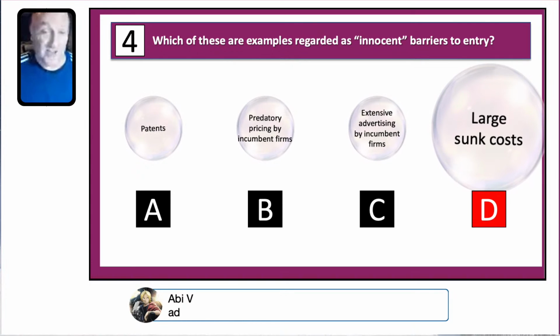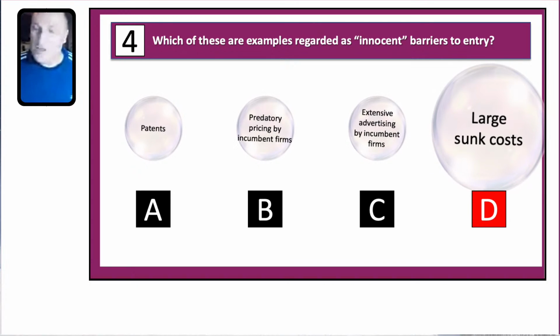Let's go through. Patents are not innocent. Patents are strategic barriers to entry. You spend money researching a new product and you apply for a patent. That is not an innocent entry barrier. It's a strategic barrier to entry. Predatory pricing, we talked about, of course, it's illegal, but it's not innocent. Extensive advertising, likewise, it's a deliberate decision. Sunk cost tells you something about the nature of the industry. Cost that can't be recovered in whole or in part if a new firm leaves the market or if a business leaves the industry. So a sunk cost is an innocent barrier to entry, which makes a market less contestable.